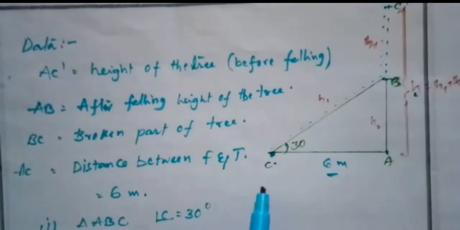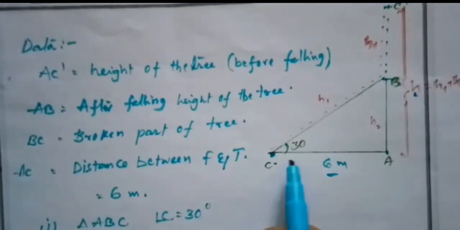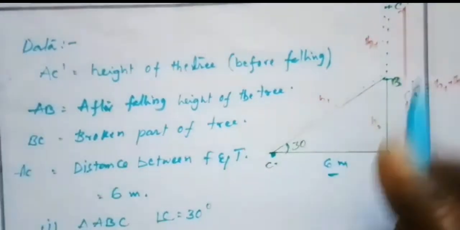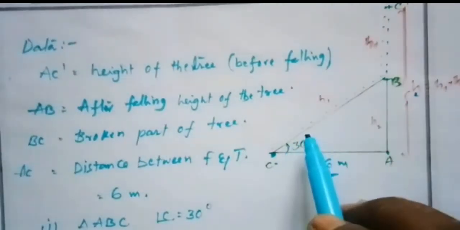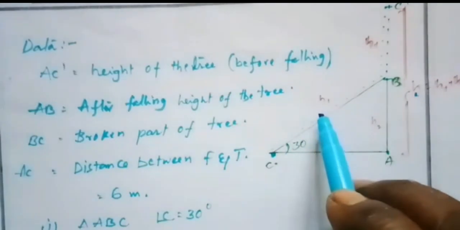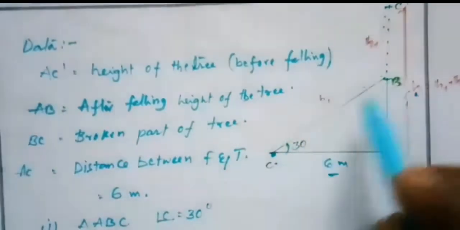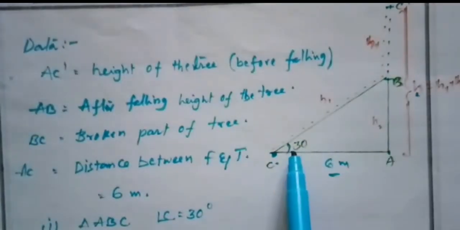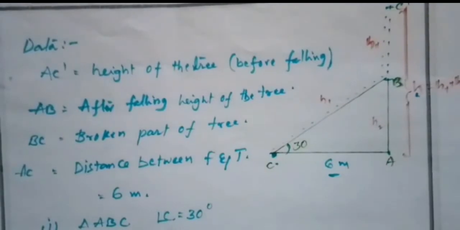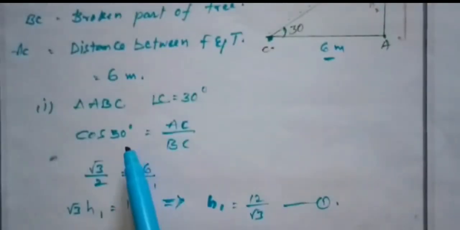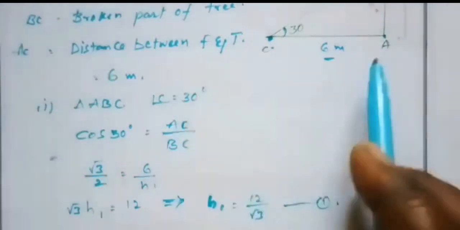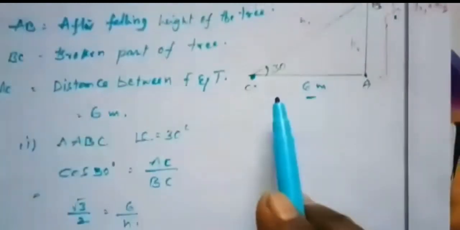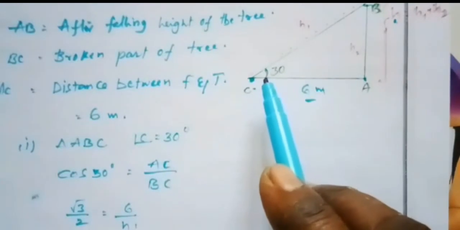Okay, friends, now we can find the total height of the tree. First, BC is the broken part of the tree, and we will find this one. In triangle ABC, angle C is equal to 30 degrees. Cos 30 equals adjacent side by hypotenuse. Here AC is the adjacent side and BC is the hypotenuse.